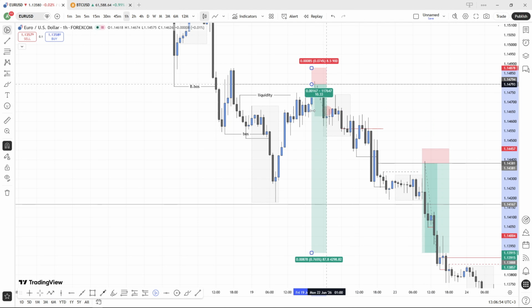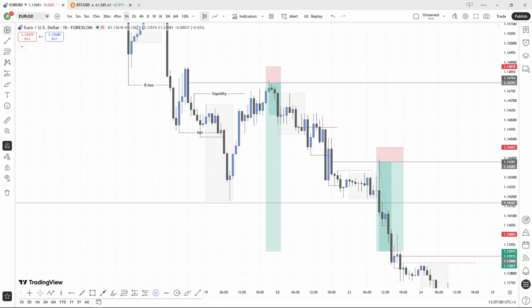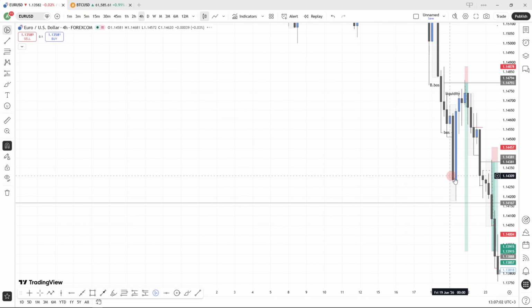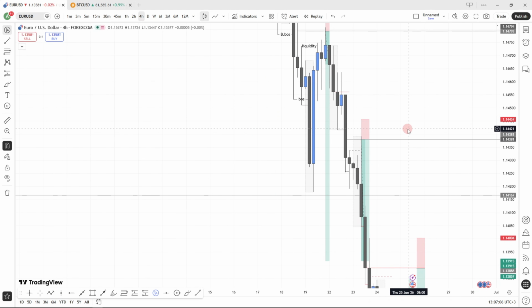Let me compress this. And then for the second trade, same case, using the same model, let me explain again. On the 4 hours, what do we see? We need to wait for price to react from a key level, to be rejected from a key level.